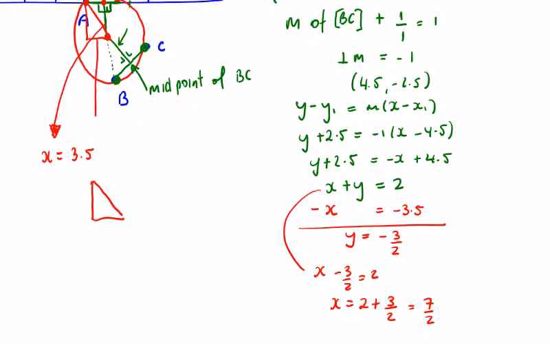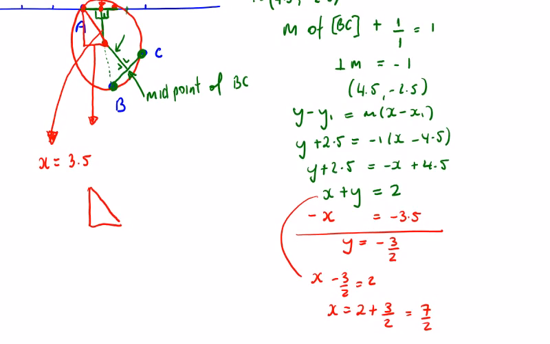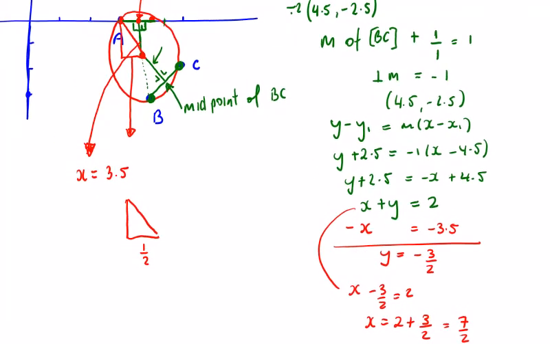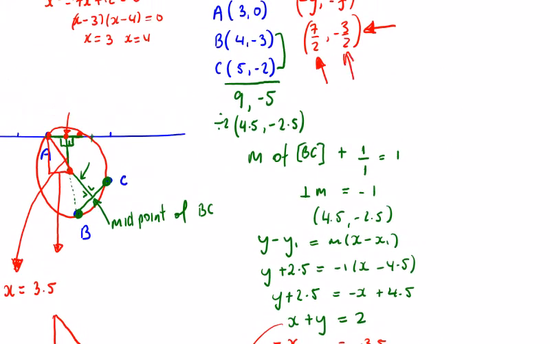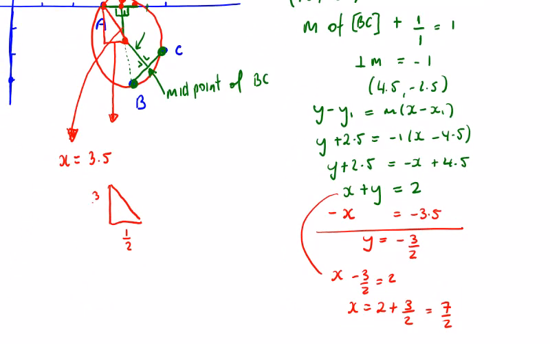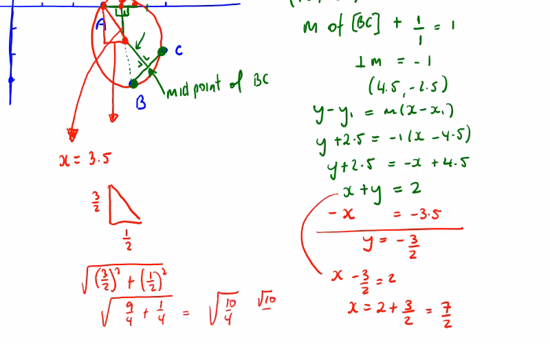So this distance here is just halfway across between 3 and 4, so that has to be a half. And how far have we dropped down? We dropped down 3 over 2, the y value of the center. So to get the length of the radius, it's the square root of 3 over 2 squared plus 1 over 2 squared, which is the square root of 9 over 4 plus 1 over 4, which is equal to the square root of 10 over 4, or the square root of 10 over 2.